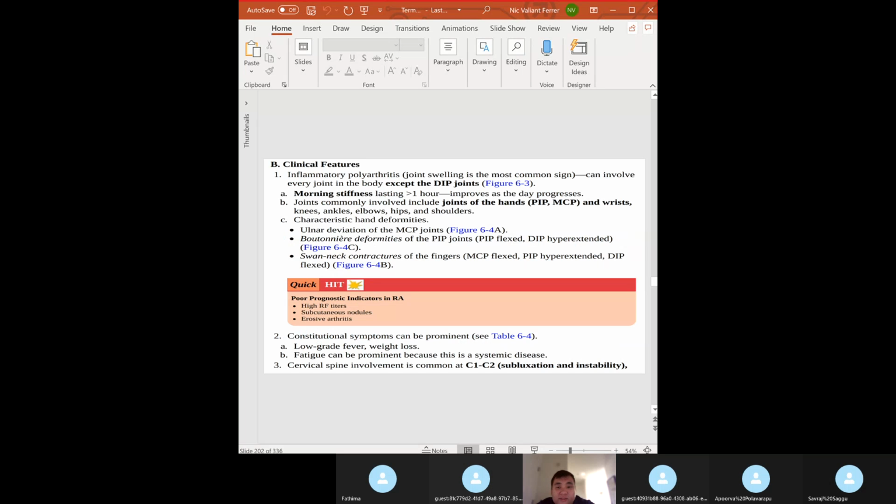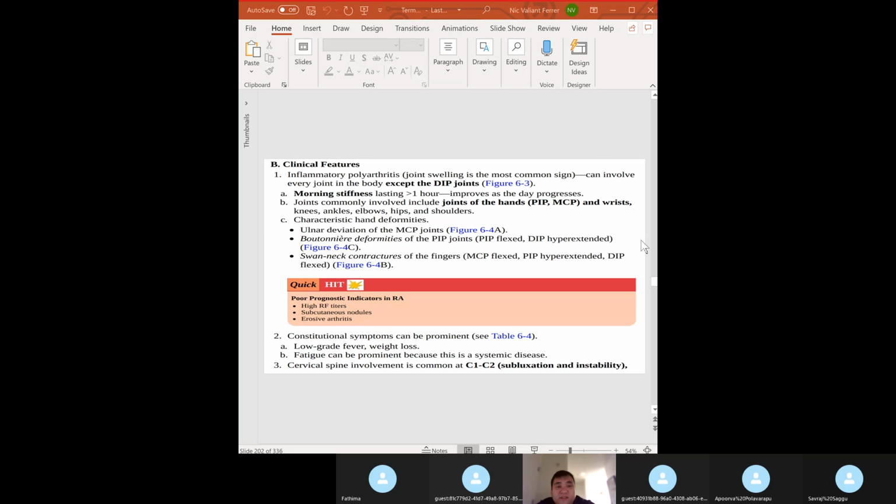What are the clinical features? Inflammatory polyarthritis, high yield, except the DIP joints. You have morning stiffness that improves as the day progresses. Remember, it's inflammation, so when you use the joint, it improves. Commonly seen in hands and wrist. You can have ulnar deviation, boutonniere deformities of the PIP, swan neck contractures of the fingers. Don't forget that poor prognostic indicators in RA are high RF titers, subcutaneous nodules, and erosive arthritis.